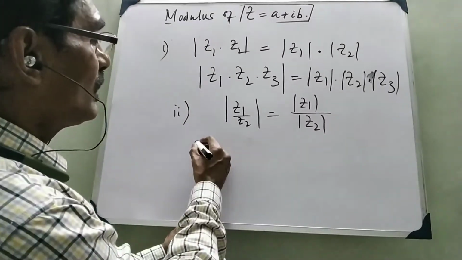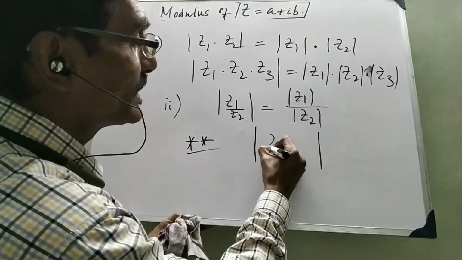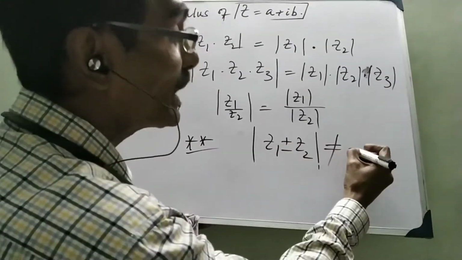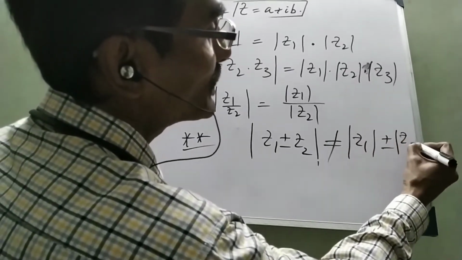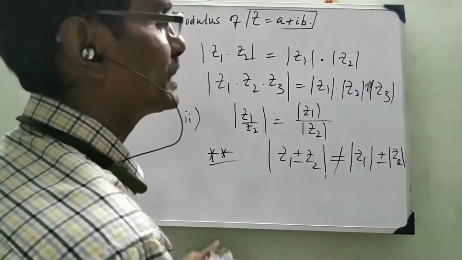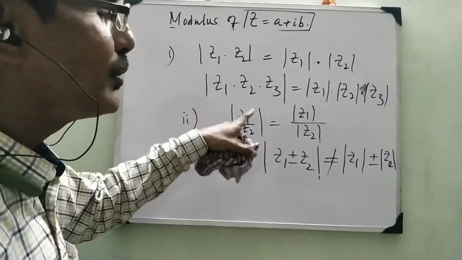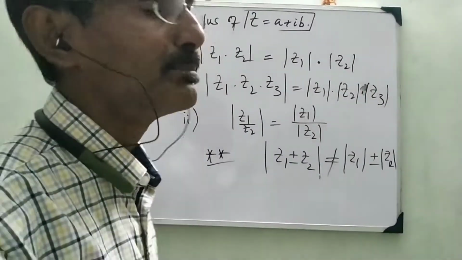But be careful, take the note for this one, whole modulus of z1 plus or minus z2 is not equal to their individual modulus, first one plus or minus second one. This is wrong, not equal to. So for product and division we can use the distributive property.